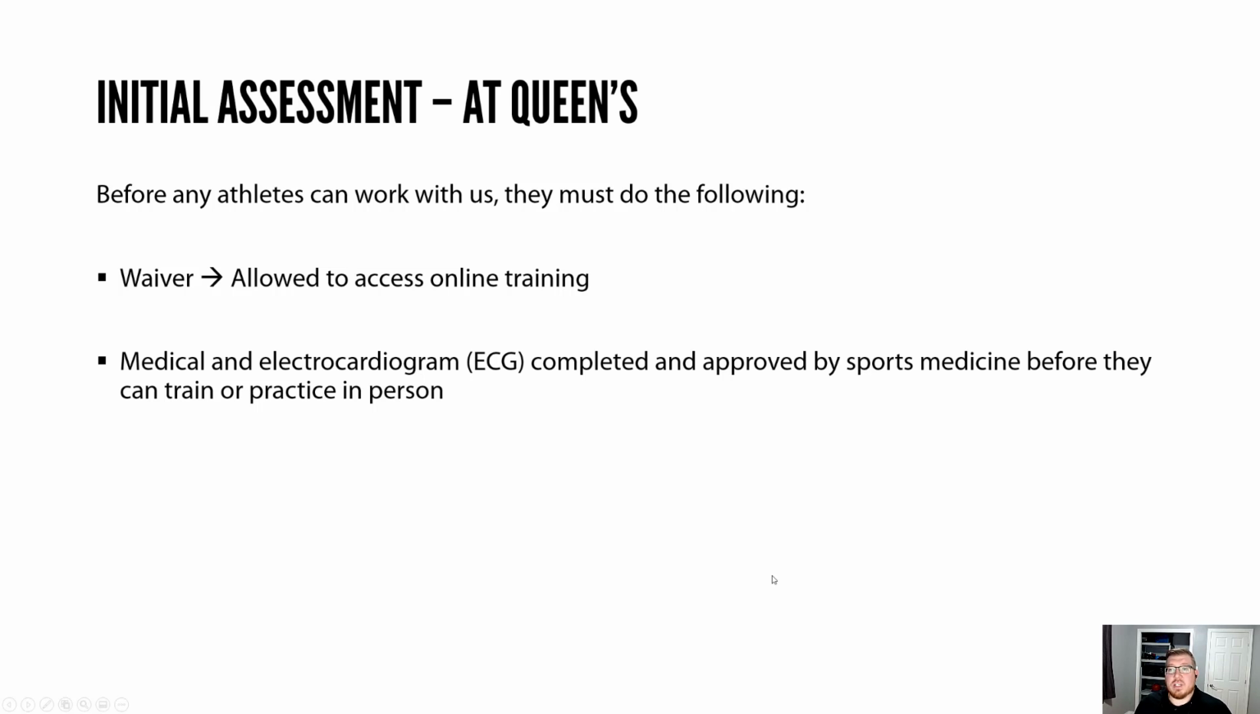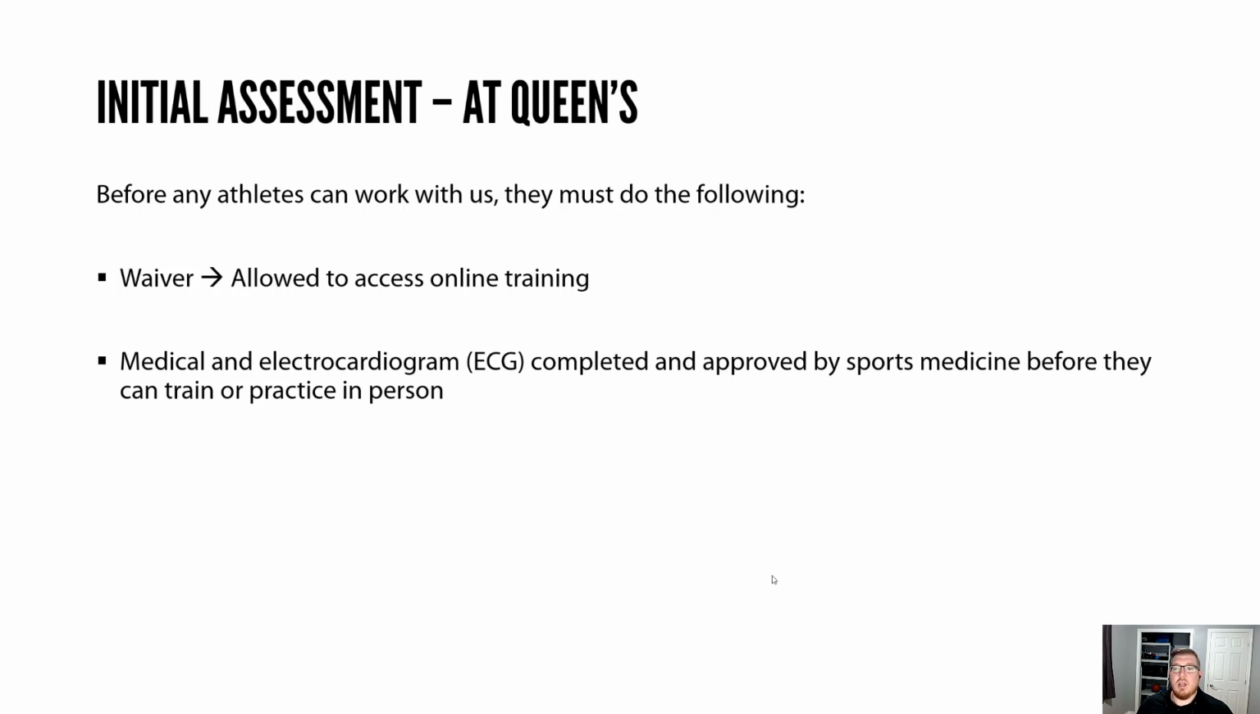So what do we do for initial assessments at Queen's? So before we do any sort of screening or testing with our athletes, they have to do the following. Our recruits coming in have to fill out an activity waiver, and then they're allowed to access online training with us through the app that we use to program called Team Builder. And then before they can train with us in person, they have to do a medical clearance with a doctor, and they have to do an electrocardiogram or an ECG. And that has to be completed and approved by our sports medicine department before they can train or practice with us in person.